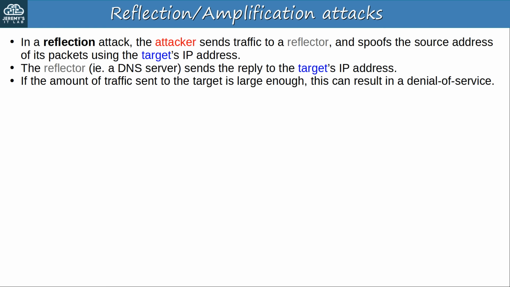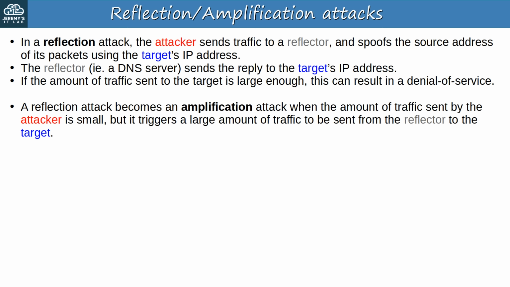But there is a more powerful form of reflection attack called an amplification attack. A reflection attack becomes an amplification attack when the amount of traffic sent by the attacker is small, but it triggers a large amount of traffic to be sent from the reflector to the target. This is how it can trigger a denial of service.